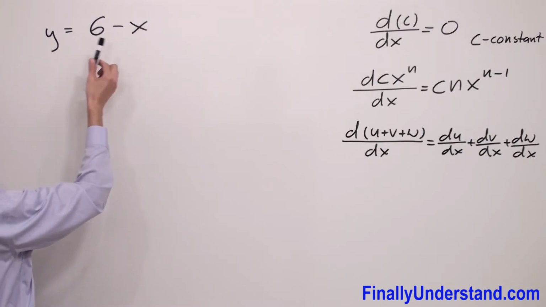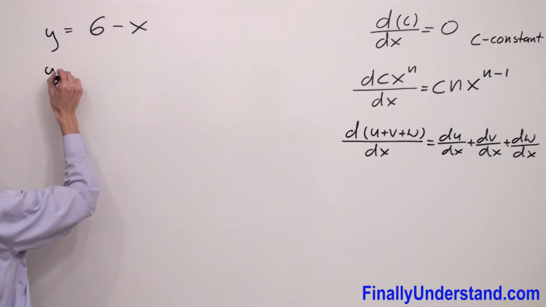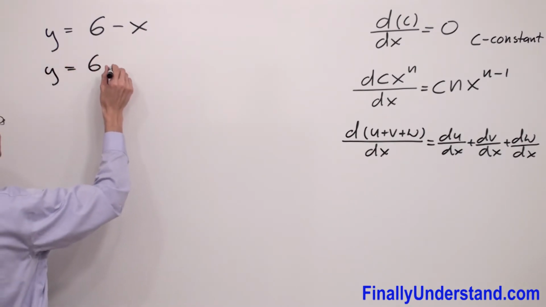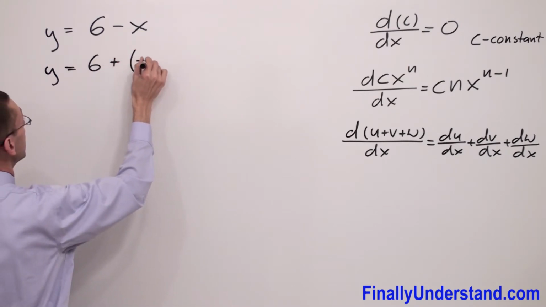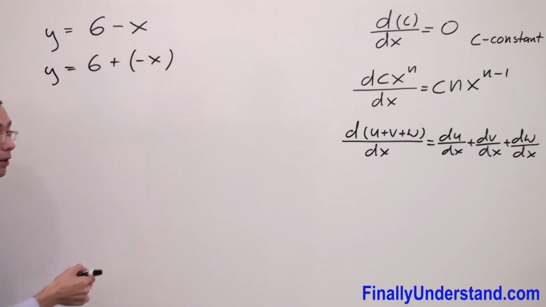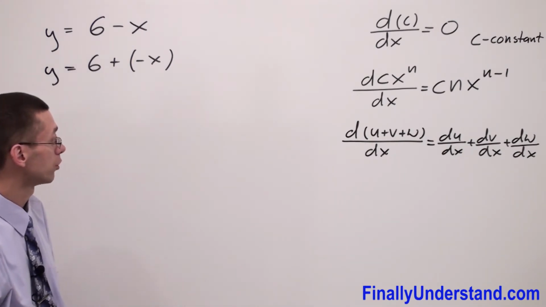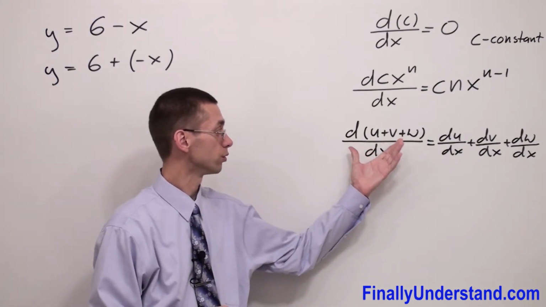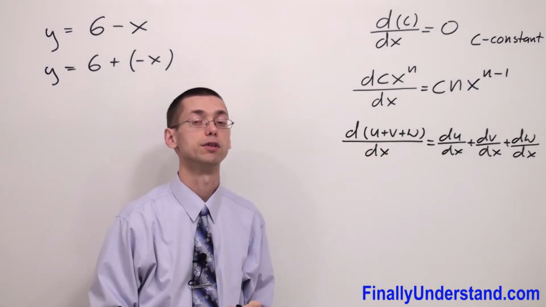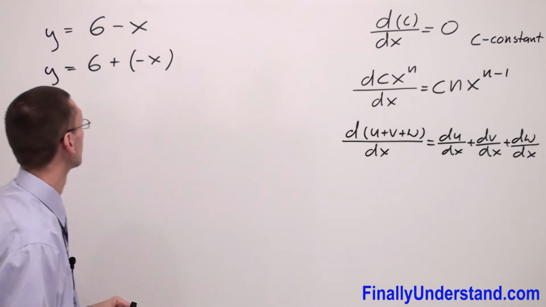this expression, or this function, we can write like 6 plus negative x. This is the same thing, right? So this is like addition, like a sum. So which formula are we going to use? Of course, we are going to use the formula for the derivative of a sum.